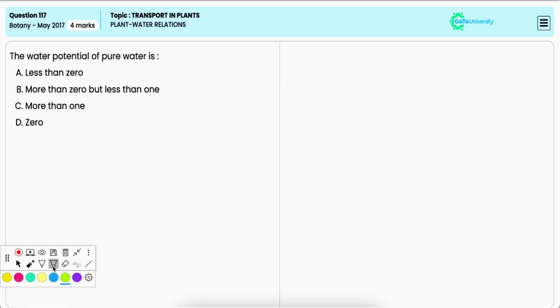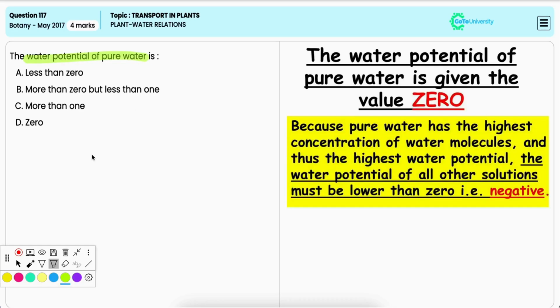In this question, you have to point out the water potential of pure water. Option A, less than 0. It is incorrect because the water potential of pure water is not negative, as a negative water potential occurs when solutes are added. Option B, more than 0 but less than 1.